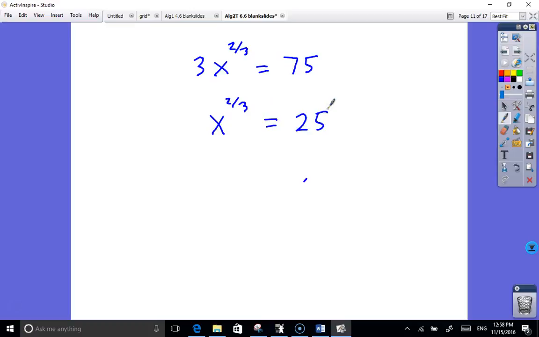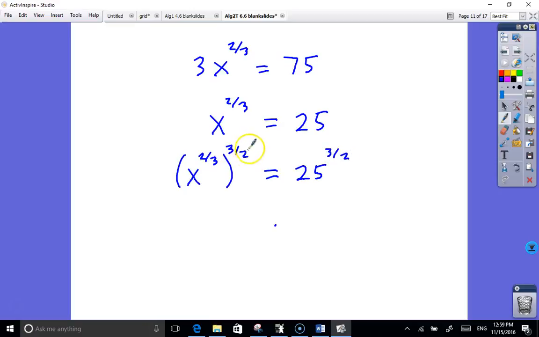And then how would I undo raising to the 2/3 power? I would raise both sides to the 3/2 power. So this is what that would look like. X to the 2/3, to the 3/2, equals 25 to the 3/2.